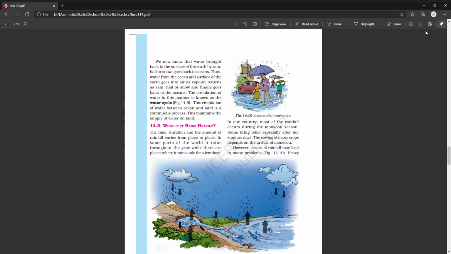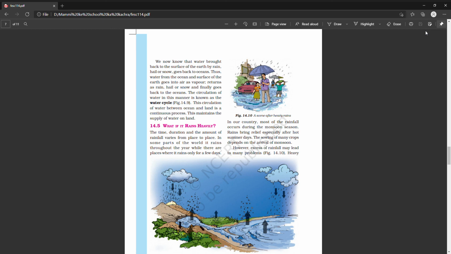We now know that water brought back to the surface of the earth by rain, hail or snow goes back to oceans. Thus, water from the ocean and surface of the earth goes into air as vapor, returns as rain, hail or snow, and finally goes back to the oceans.